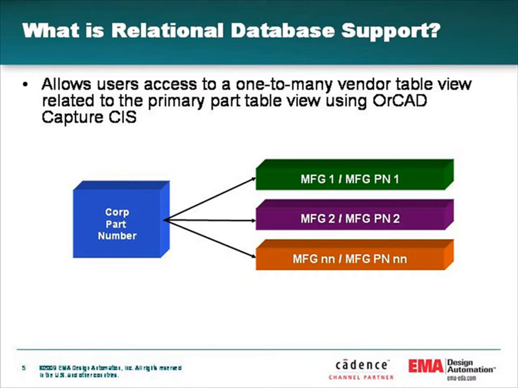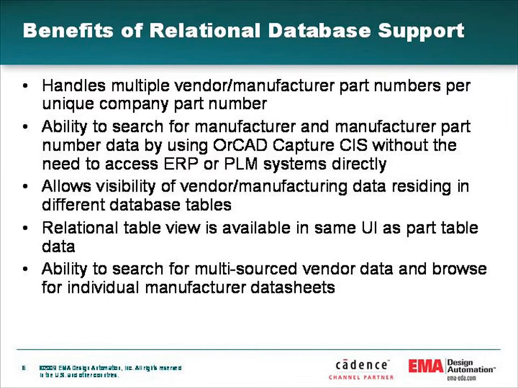With the introduction of relational database support in OrCAD Capture CIS, the user can now view multiple associated relational records for one selected part. In the example shown, the user can select a corporate part number in OrCAD Capture CIS Explorer and find any associated manufacturers or manufacturer part numbers in another table. There are many benefits to the user having the capability to access relational data.